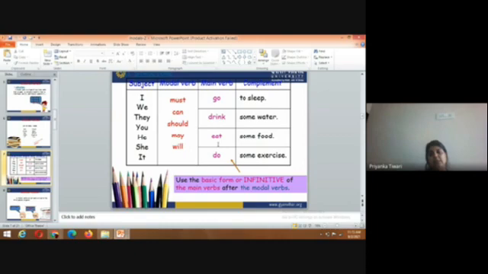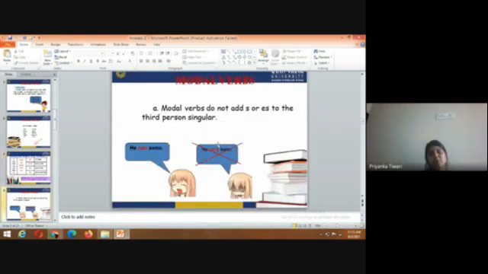Use the basic form or infinitive of the main verb after the modal verbs. Modal verbs do not add s or es to the third person singular. We cannot say he cans. We cannot use s or es with modal verbs.